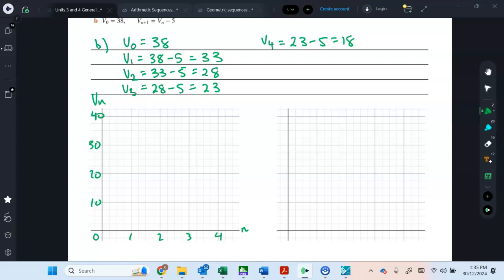So at 0, we go up to 38, which is here. And then V1 is 33. And then V2, 28. And remember, this is arithmetic, so it should be forming a straight line. V3 is 23. And V4 is 18. You can see it clearly is a straight line, a linear graph. You don't have to put a line through it, just the points on the line.